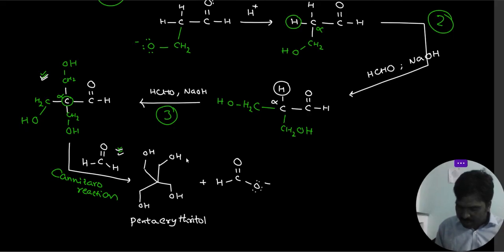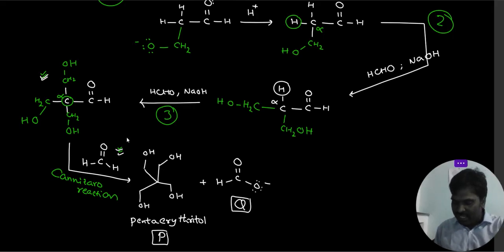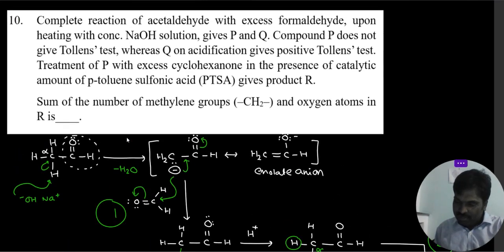Pentaerythritol, its name. And you know this is called P. Understood? And this is called Q. This formate ion is Q. Clear everyone? Understood? PQ. So now coming to here, PQ.